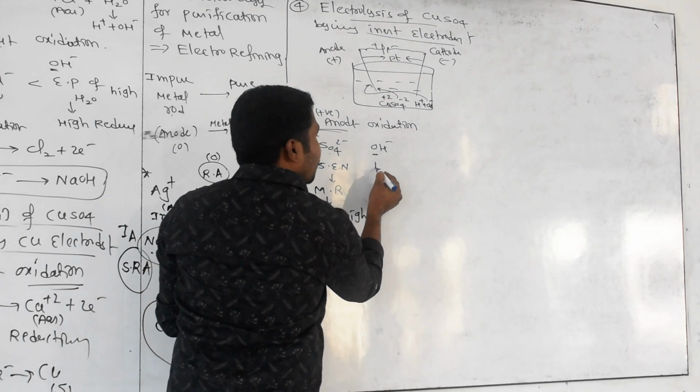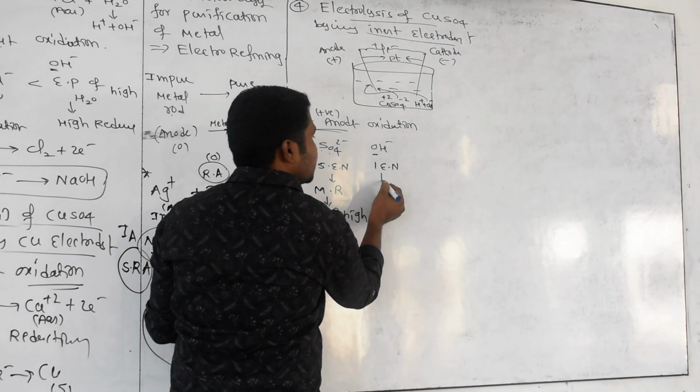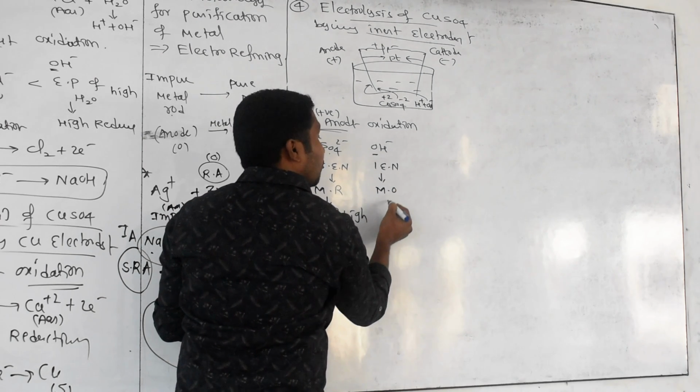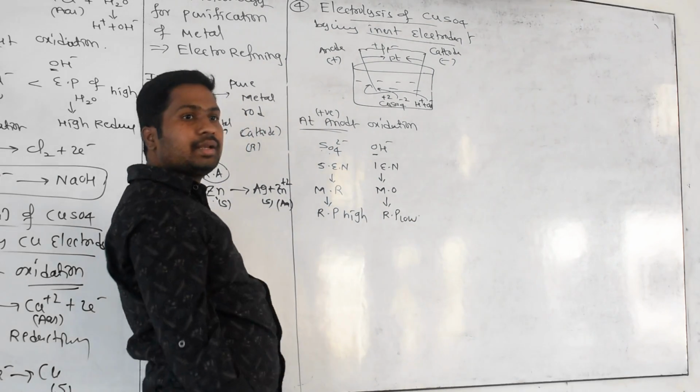But here, comparatively, only one electronegative element is there. Because of that, there is a greater tendency for oxidation. More tendency for oxidation means the reduction potential value will be low. Yes, we can get it.